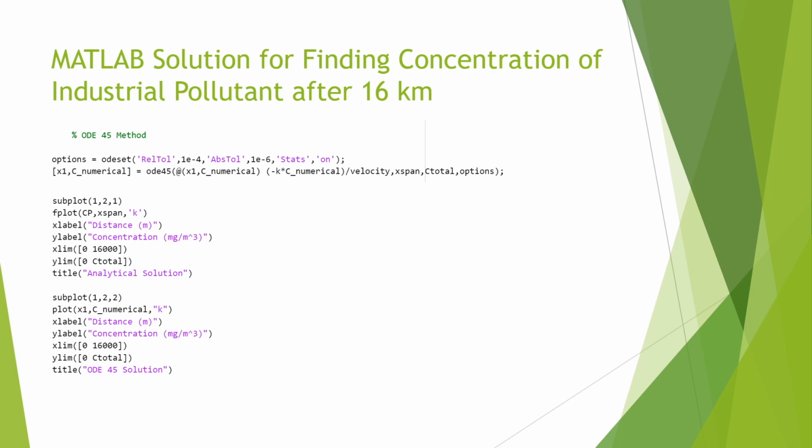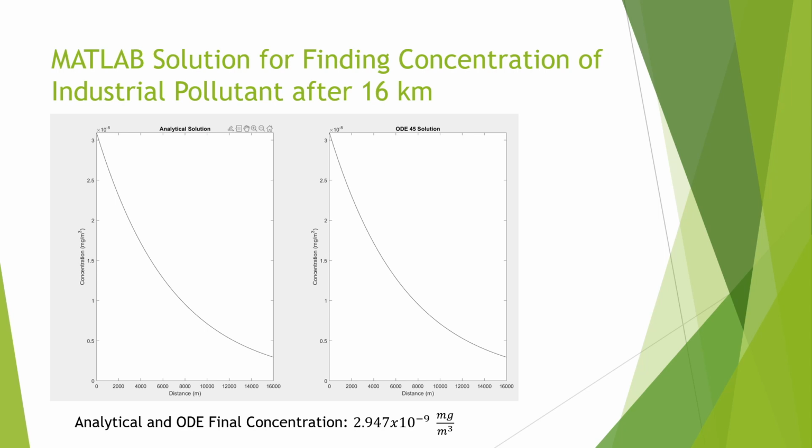And I had to use fplot for the analytical solution since C is still a function in that case, and then I was able to use plot for the ODE45 solution. So here you can see the general trend of the concentration of the pollutant as it spans across the 16,000 meters, and you can tell that both the analytical solution and the ODE45 solution give about the same result because they both have a final concentration of 2.947 times 10 to the negative 9th milligrams per meter cubed.